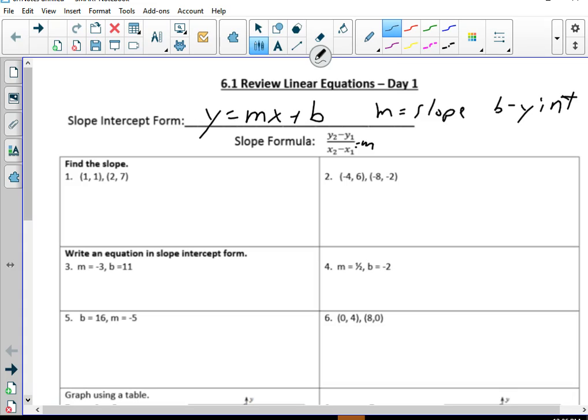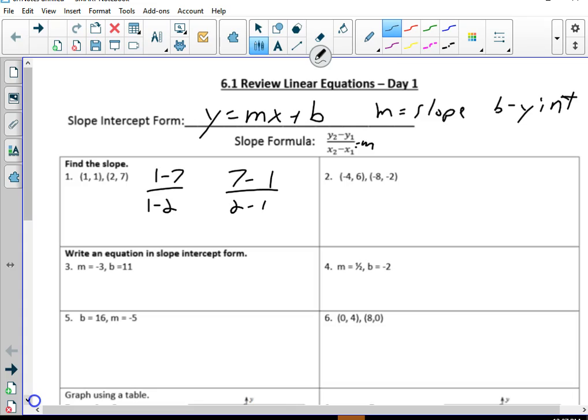So I can either do 1 minus 7. This is the only time I'm going to do both of them. I can do 1 minus 7, or I can do 7 minus 1. It makes no difference. But if I do 1 minus 7, on the bottom, I have to do 1 minus 2. If I do 7 minus 1, I have to do 2 minus 1. I'm going to get the same answer regardless.